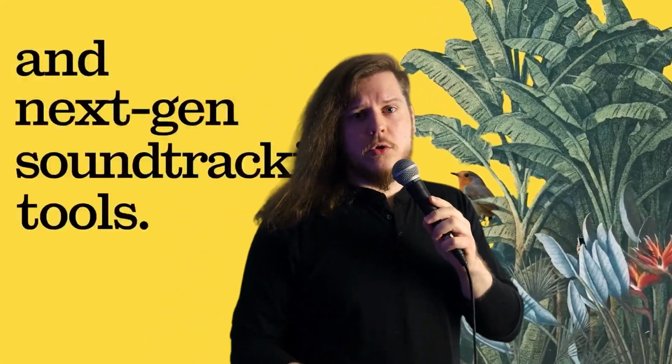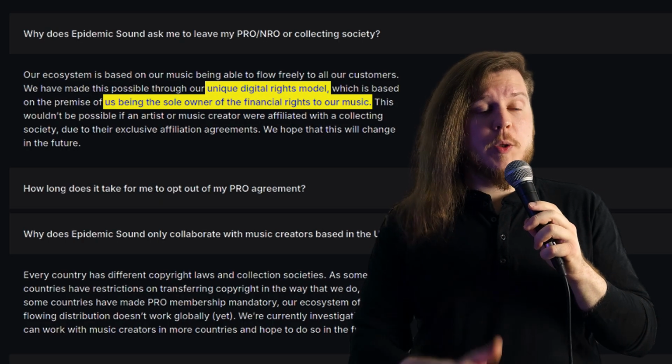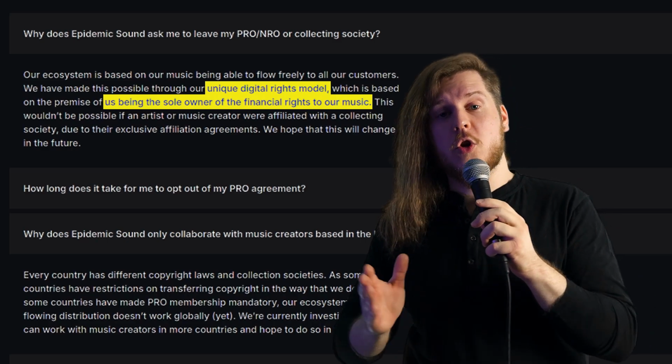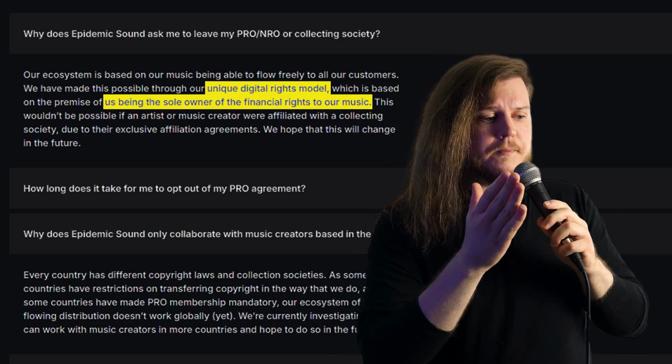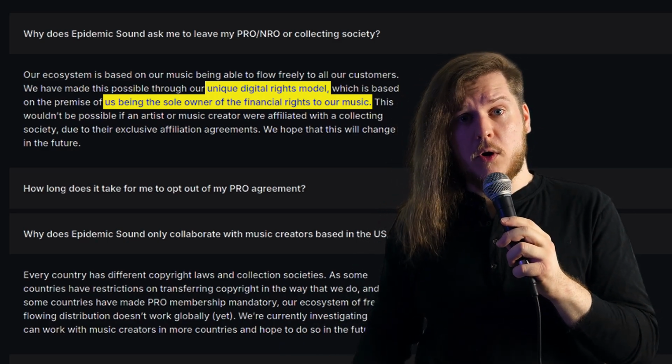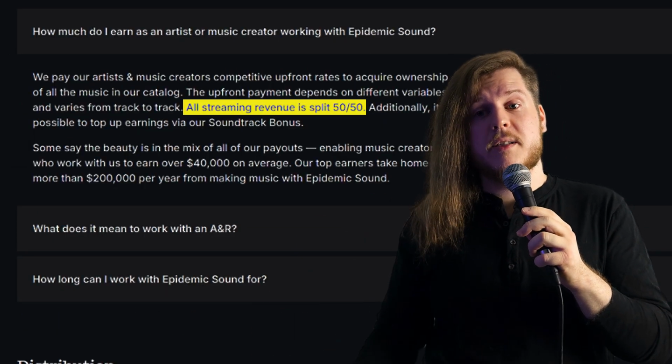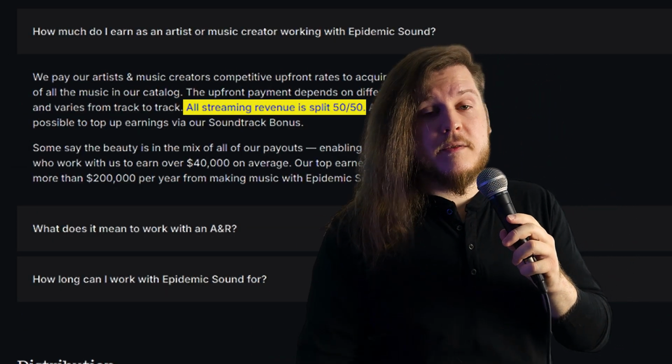Is Epidemic Sound good or bad? Well, I don't have any numbers. But what I do know is that after the track is finished, they strip the artists of every and all copyrights, meaning that the artist does not own the song anymore. The song is then put on Epidemic Sound and the royalty split is 50-50.